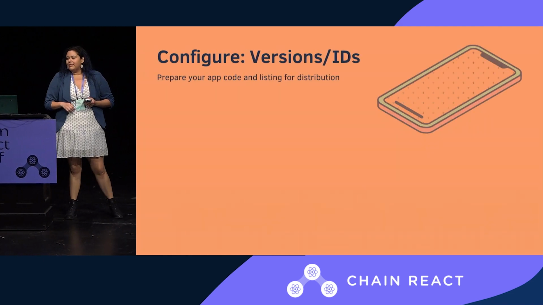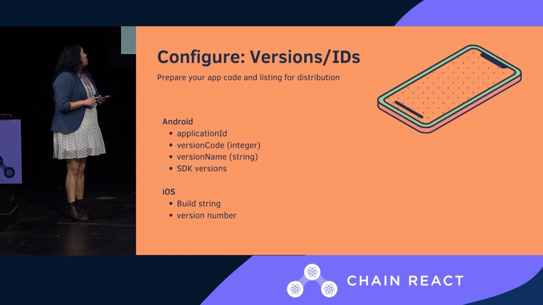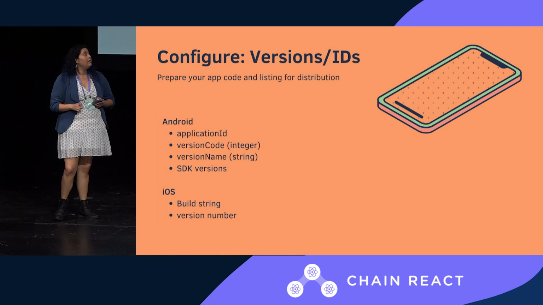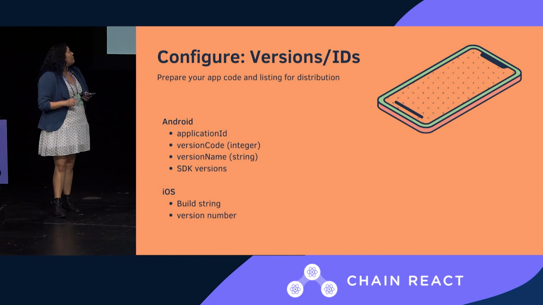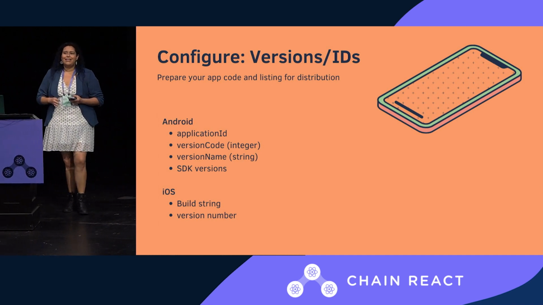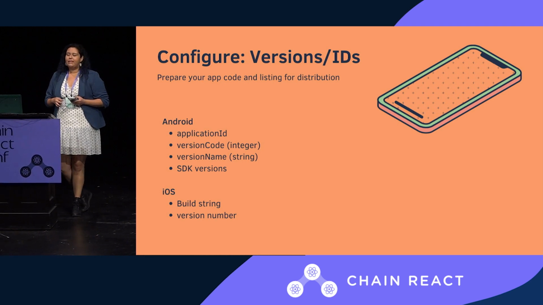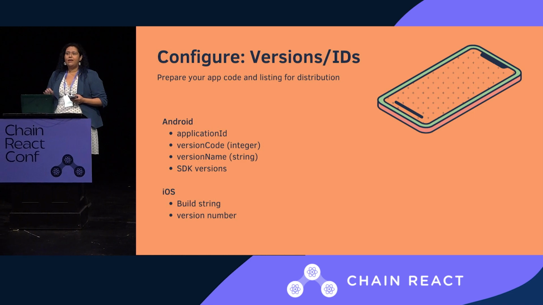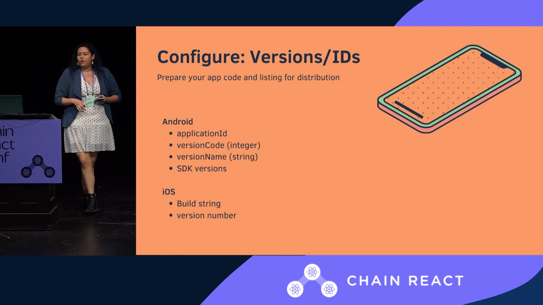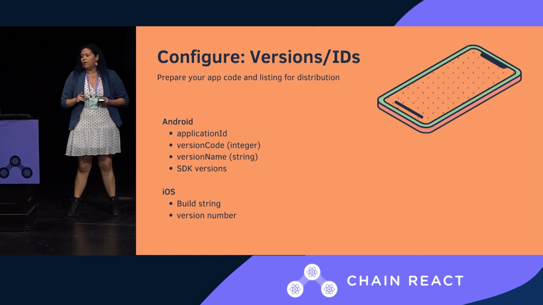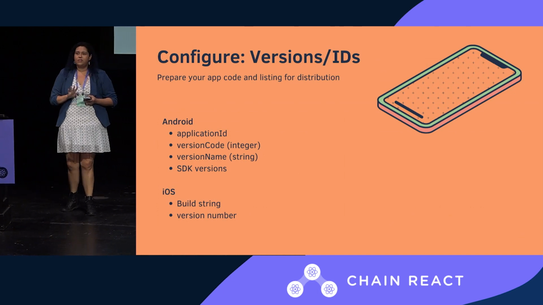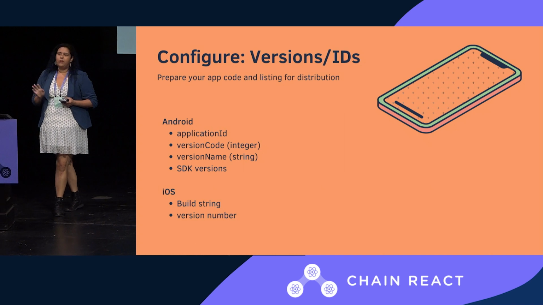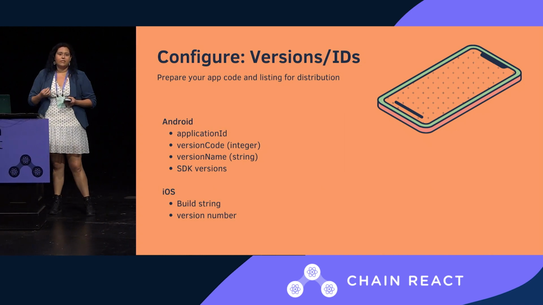When I talk about versions and IDs, so for Android, we have the application ID, we have the version code and the version name, and we also have the SDK versions. By that, I mean these are the minimum, target, and maximum versions of Android SDK that are compatible with that native version of your app. On the iOS side, you have a build string and then also a version number. Some of these you set them once and then you don't have to update them. Others do need to be updated for every single build.